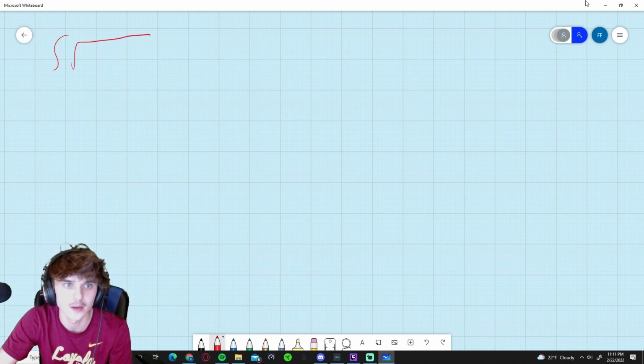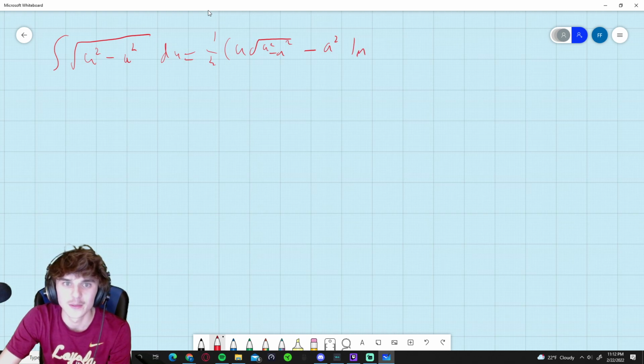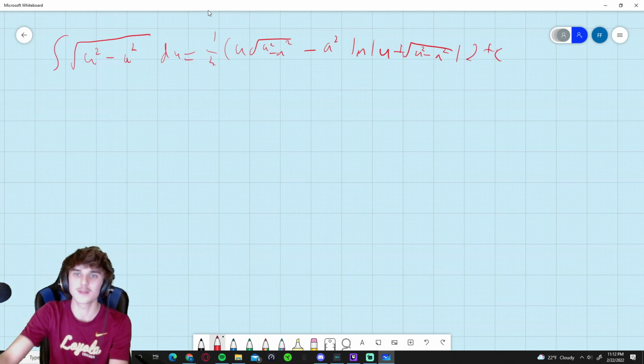The integral of the square root of u squared minus a squared du equals 1/2 u square root of u squared minus a squared minus a squared ln. What is this? I don't even know. Okay, I'll get confused later. Ln absolute value of u plus square root of u squared minus a squared, and absolute value, parentheses, and then the plus c. Of course, you can't forget the plus c.